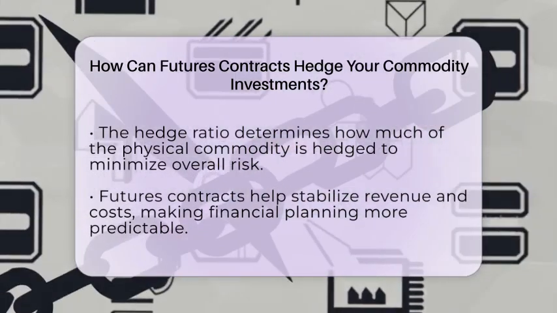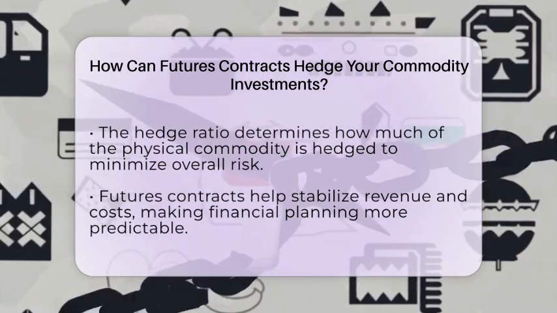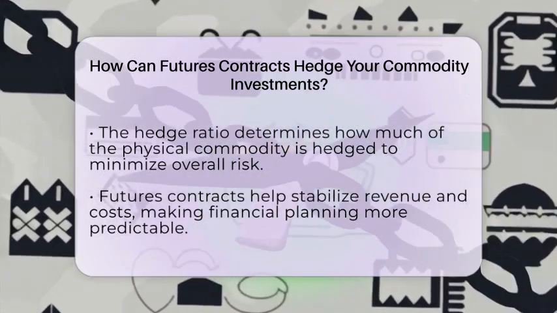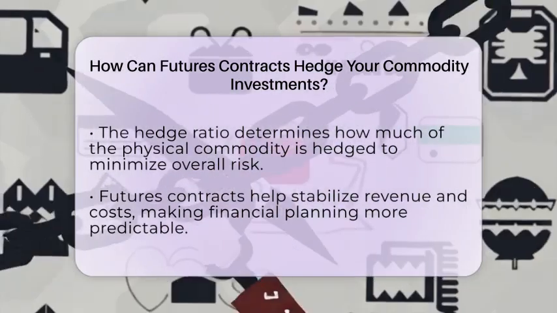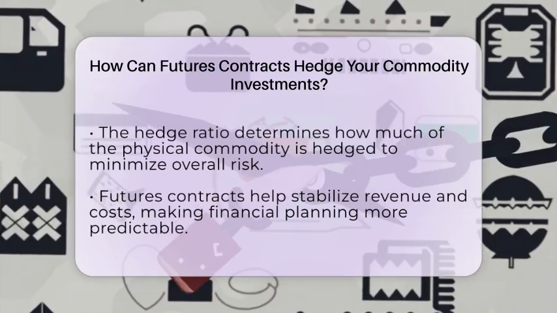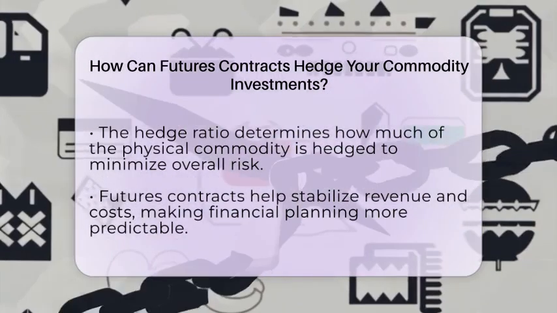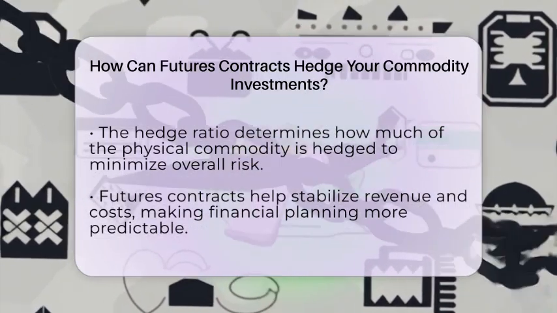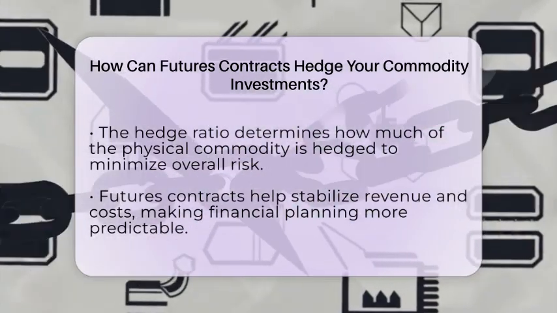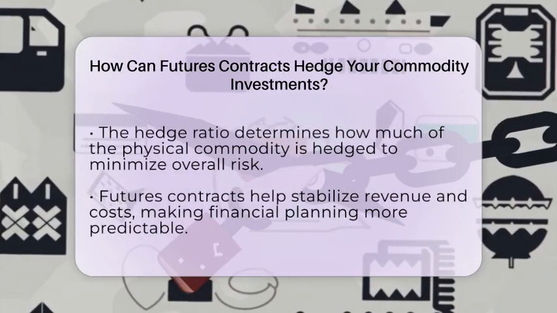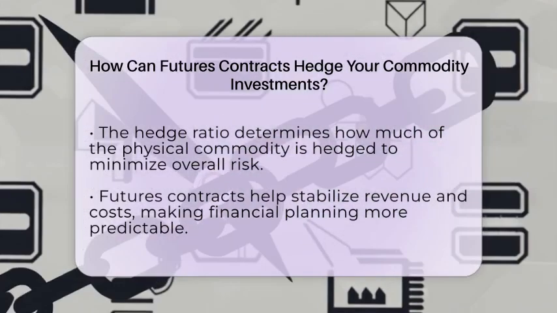Another important concept is the hedge ratio. This is the proportion of your physical commodity exposure that you hedge with futures. An optimal hedge ratio minimizes the overall variation in your combined position's value. It considers how closely futures prices track spot prices, which isn't always perfect.